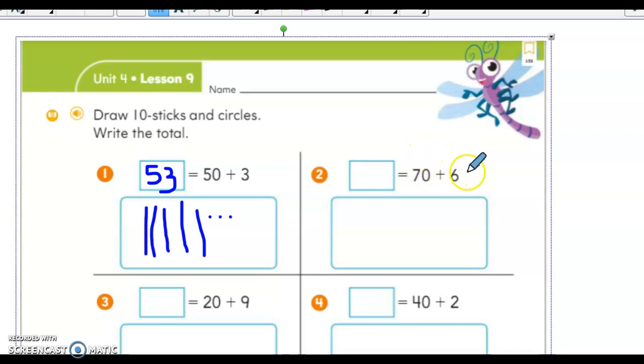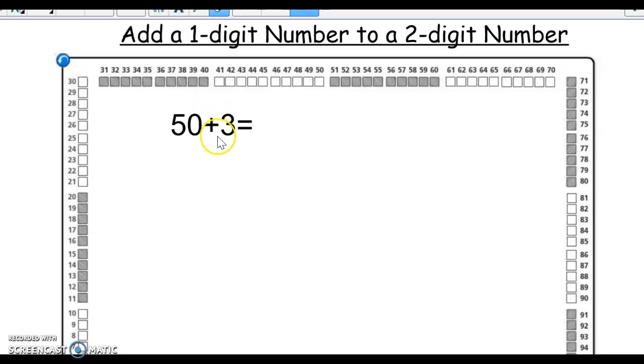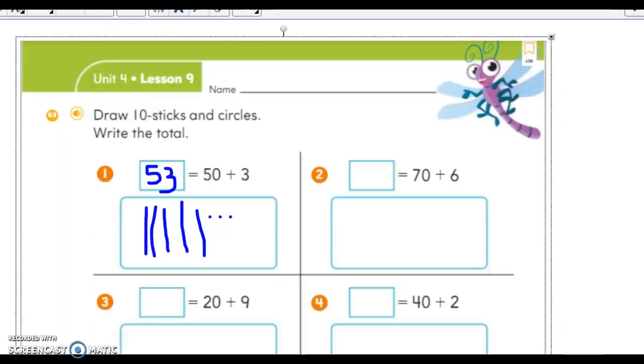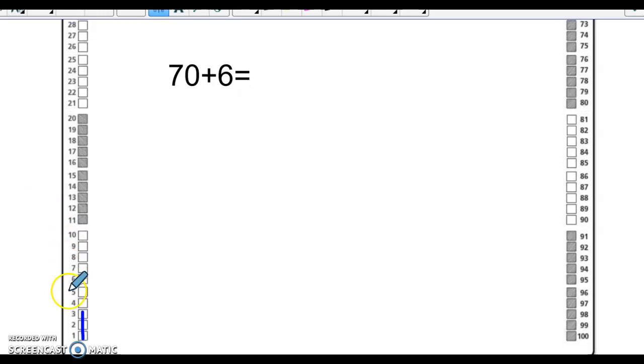Good, let's do another one. We have 70 plus 6. Okay, so if we were going to do that on our math board, we have to erase. Apologize for the delay. Okay, we would have 70 plus 6. 70 plus 6 equals, okay, we have to draw our 10 sticks first, so follow along with me when we do that.